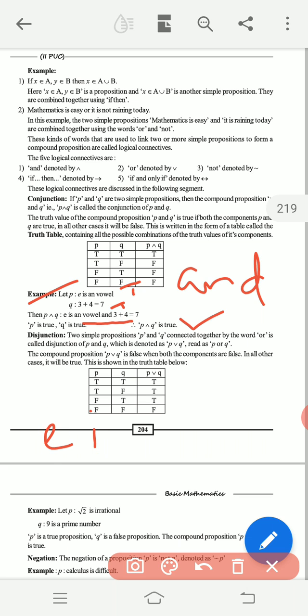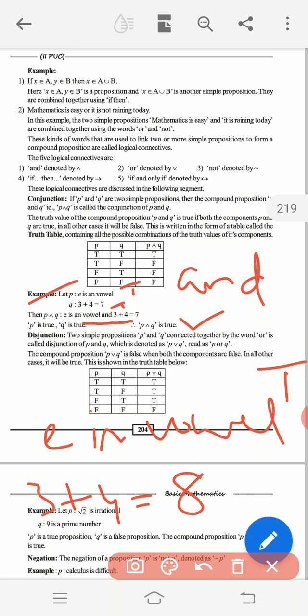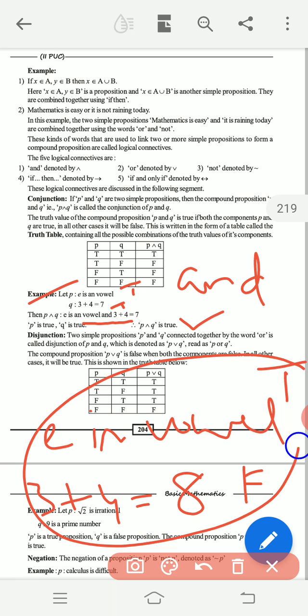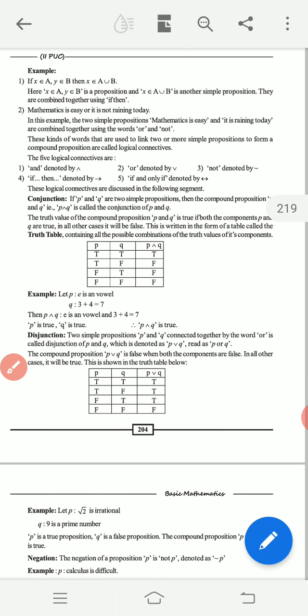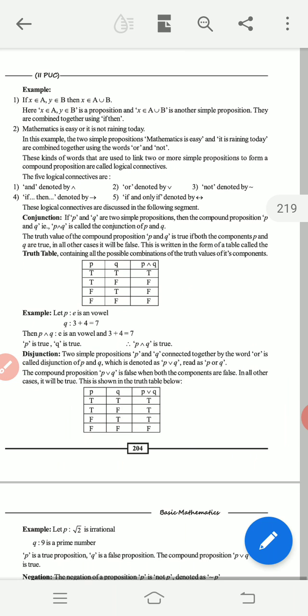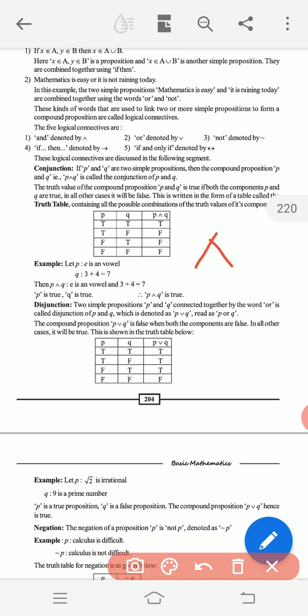Suppose the first statement is E is a vowel. The second statement is 3 plus 4 equals 8. See here, the first statement is true, the second statement is false. Therefore, the combined statement is also false. If both are true, then only the compound statement is true. Otherwise, false. This is about conjunction. Conjunction means and. It is denoted by the reverse V.